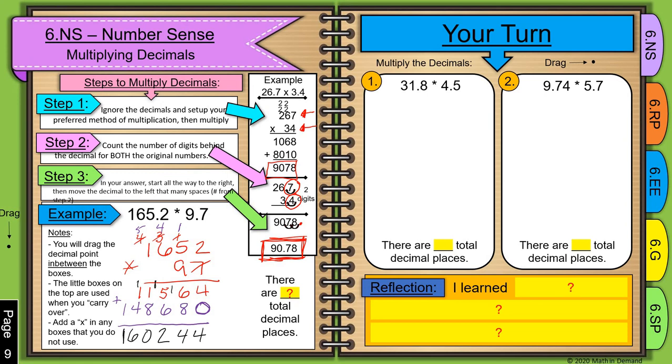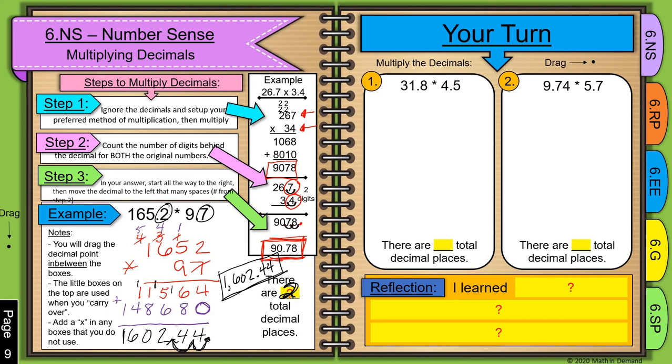But now looking here, there are blank total decimal places. So again, there are 1, 2. So there are 2 total decimal places, which tells me I need to move my decimal 2 places. So starting all the way from the right, I move it 1, 2 places to the left. So my answer for this problem would be 1,602 and 44 hundredths.